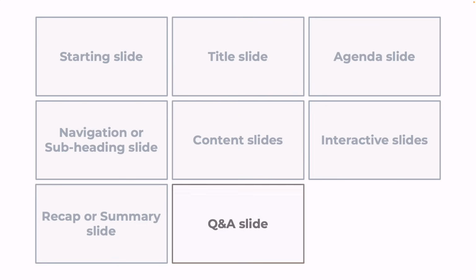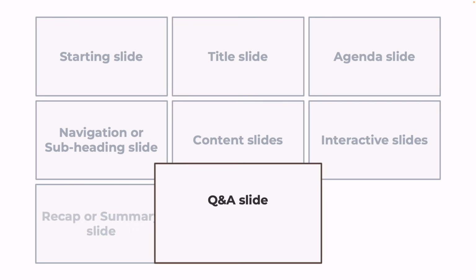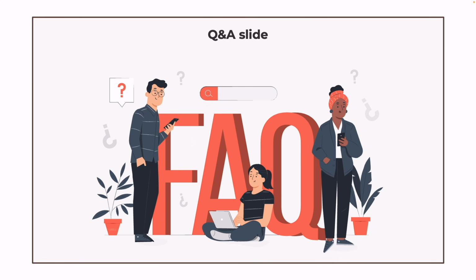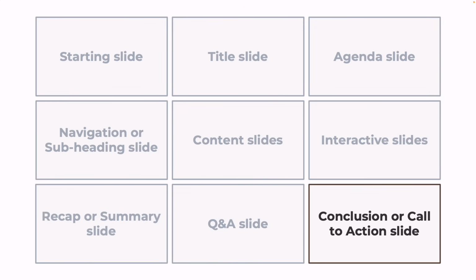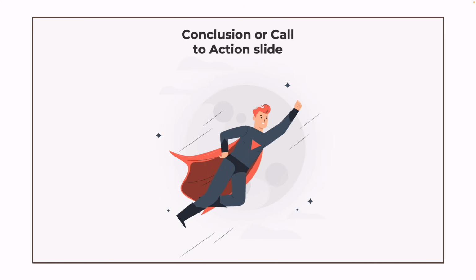And sometimes you might also need a separate Q&A slide. This invites your audience to ask questions and to provide feedback. The slide often comes towards the end and fosters a sense of interaction and community, but you can also have it throughout. And in some cases, you may also need to have a separate conclusion or call to action slide. This is where you summarize your main messages and encourage your audience to take some action, like trying out a new strategy or visiting a website.